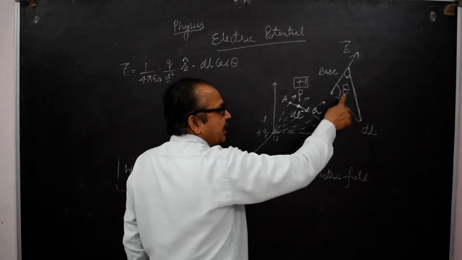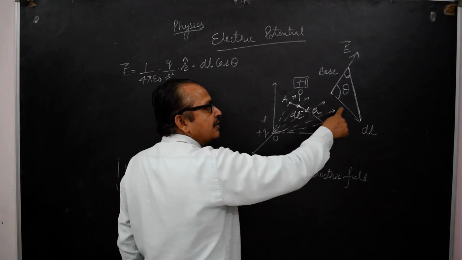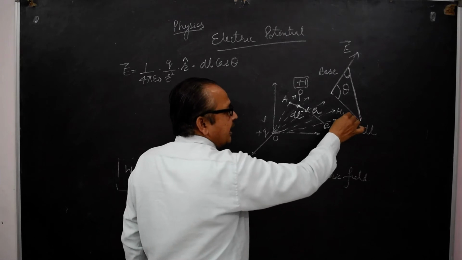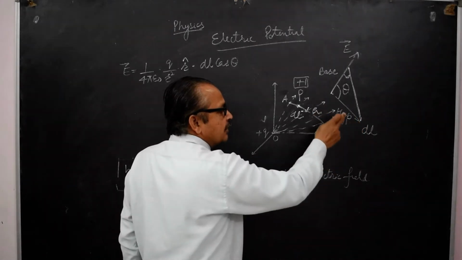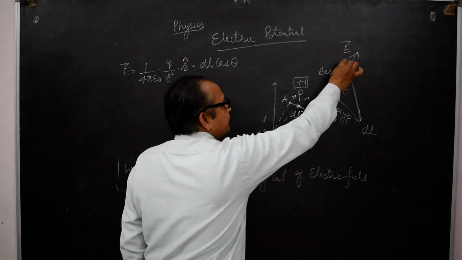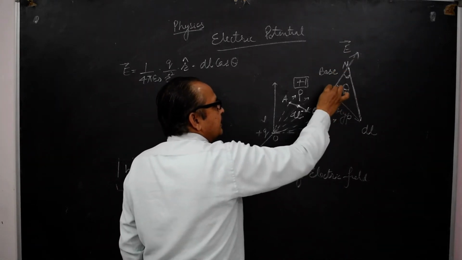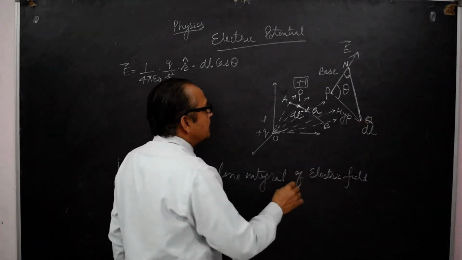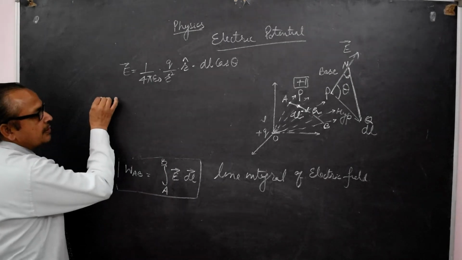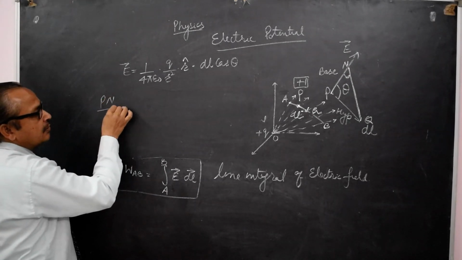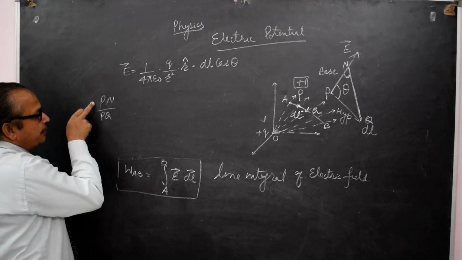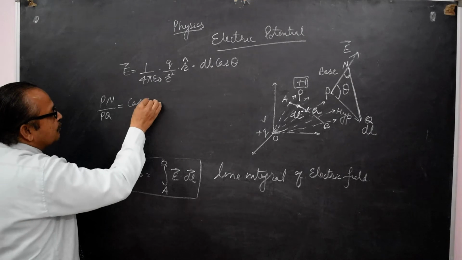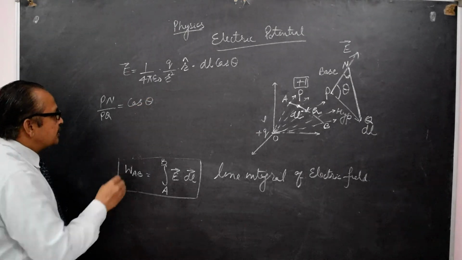And what is the side opposite to the right angle? The side opposite to the right angle is your hypotenuse. So if suppose this is N and this is P and obviously this is Q, what will be your PN by PQ? Base by hypotenuse. Base by hypotenuse is your cos of theta.